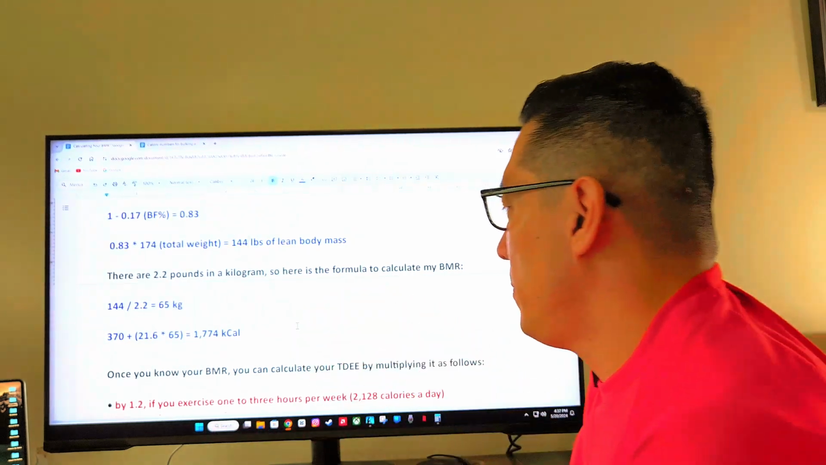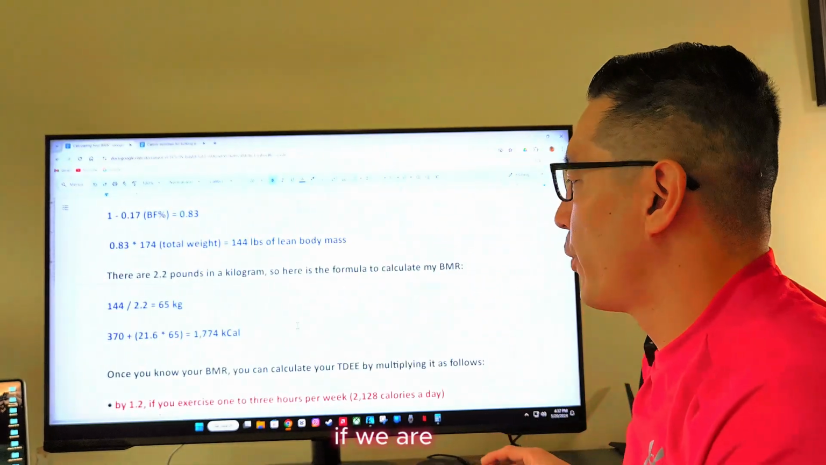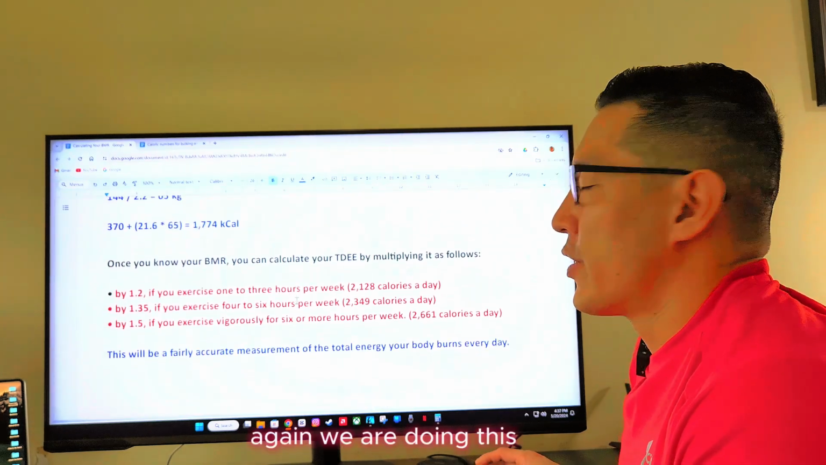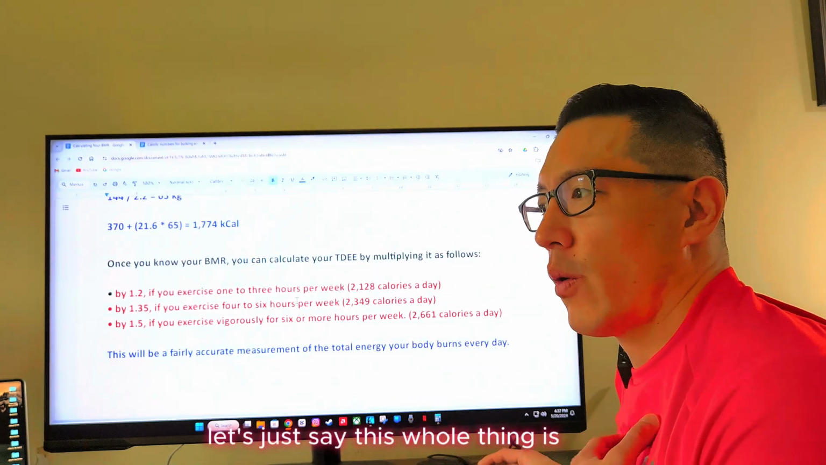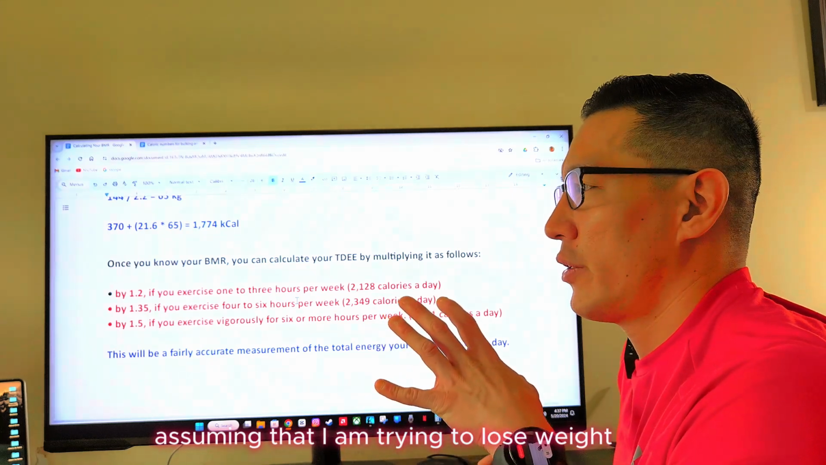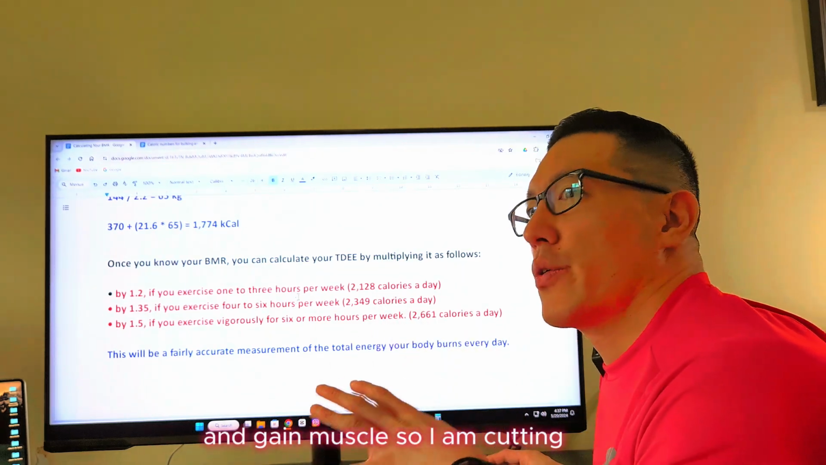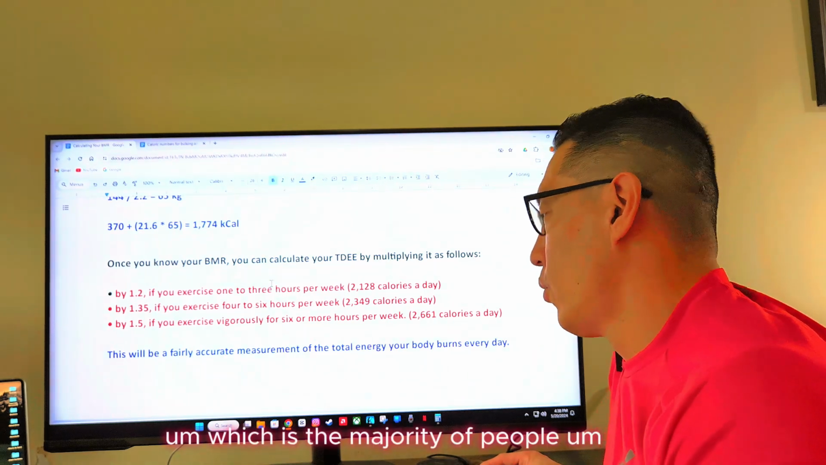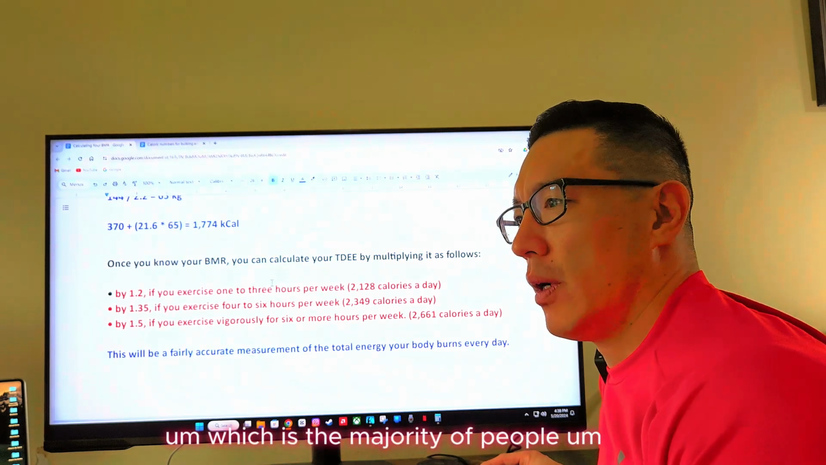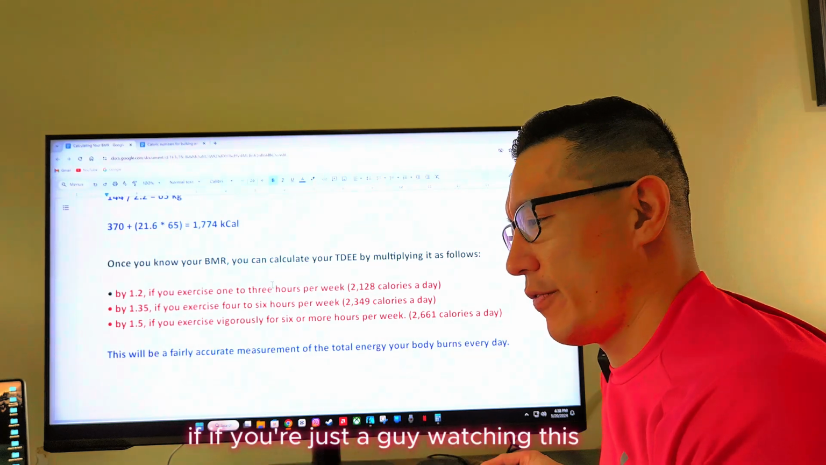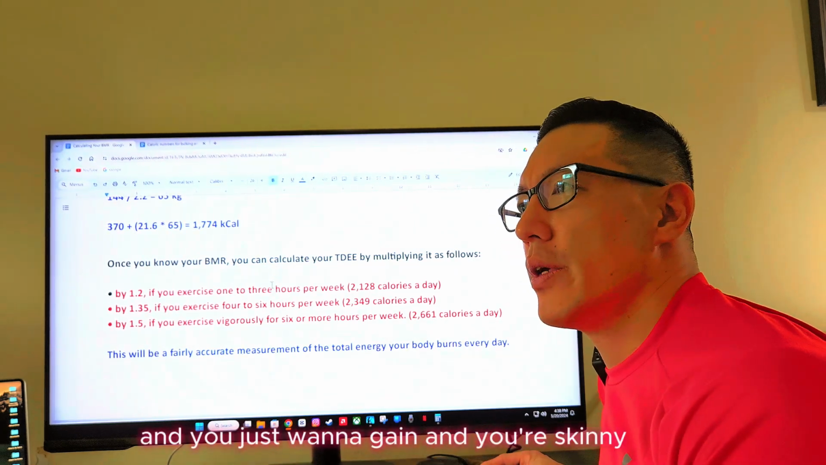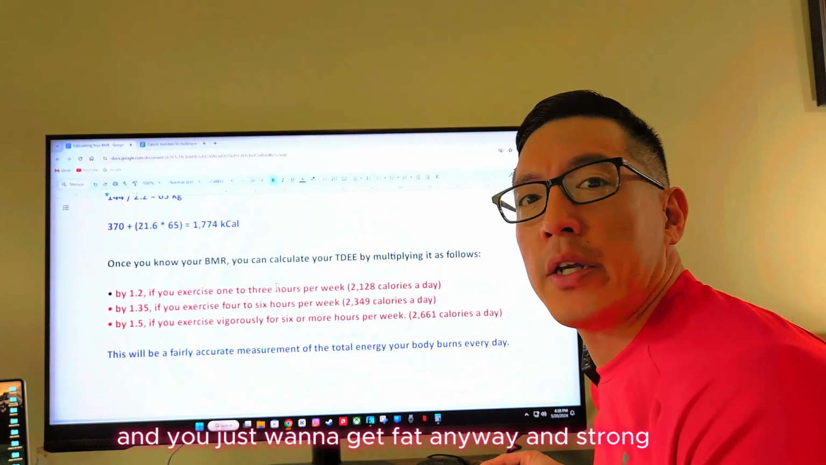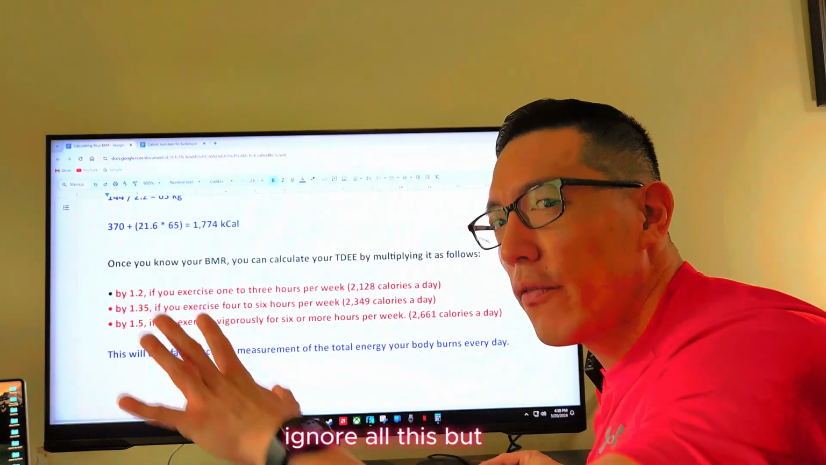Now, again, we are doing this, let's just say, this whole thing is assuming that I am trying to lose weight and gain muscle, so I am cutting, which is the majority of people. If you're just a guy watching this and you just want to gain and you're skinny, or you just don't care and you just want to get fat anyway and strong, ignore all of this.